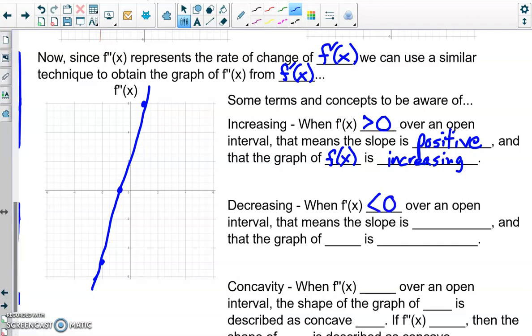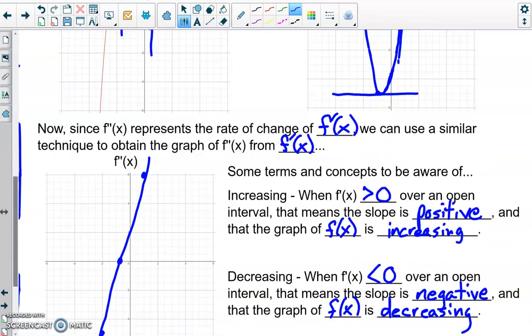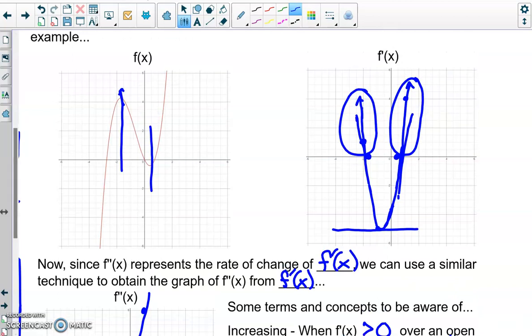Similarly, when f prime is less than 0 over an open interval, that means that the slope is negative, and the graph of f of x is decreasing. So if we look back at our two graphs there, the f prime and the f of x, notice that everywhere where the f prime was below the x-axis, where f prime was negative, in between those x values, right here to here, we have a decreasing part of the graph.